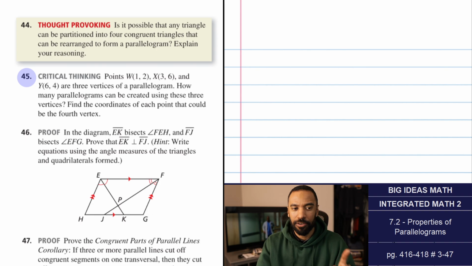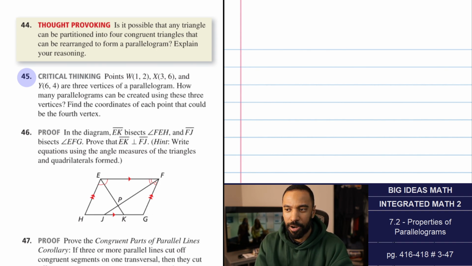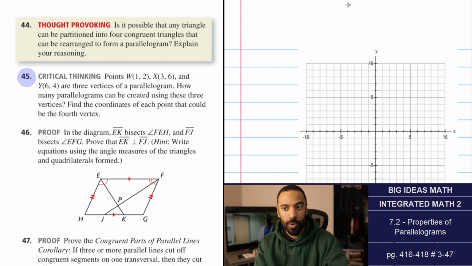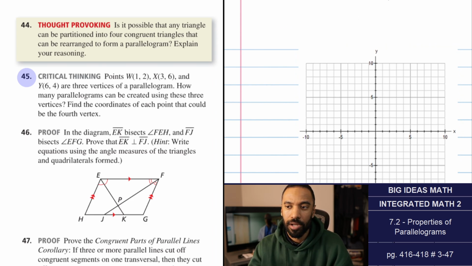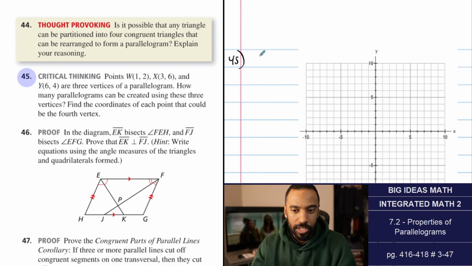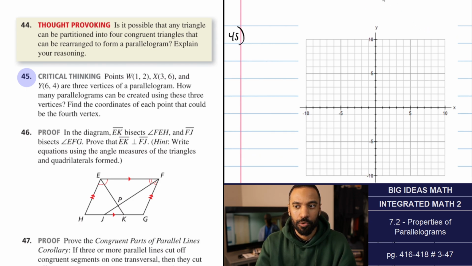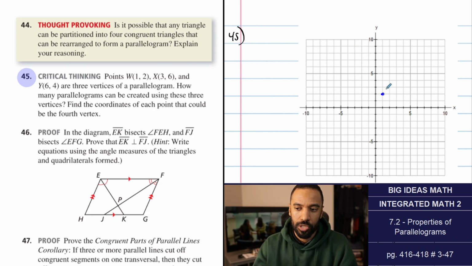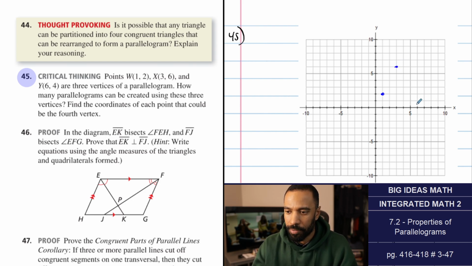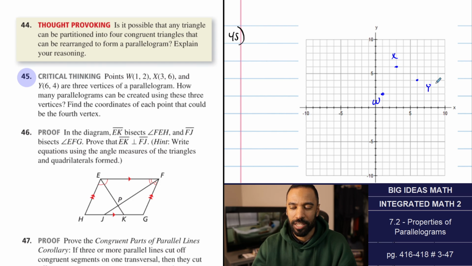So notice that they say three vertices of a parallelogram, but they do not specify which ones you connect. This is what I was talking about before, I forget which problem number. So I can draw this several different ways, and I might just copy paste three different graphs. So W is at 1, 2, X is at 3, 6, and Y is at 6, 4. I have to be careful where I draw these things because there are just so many different ways that you can place this. X and Y, I'll try and keep them out of the way.